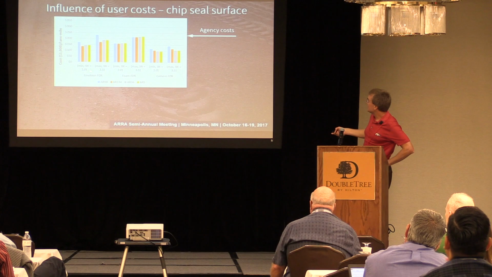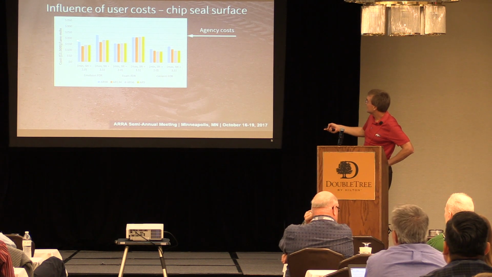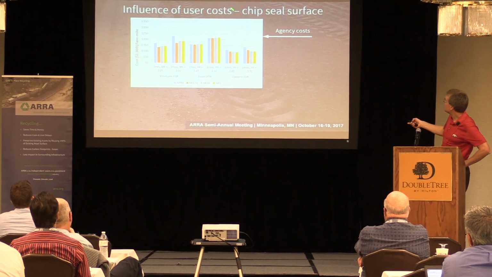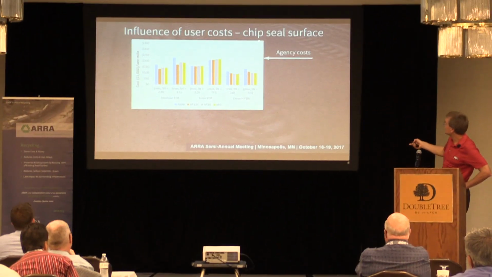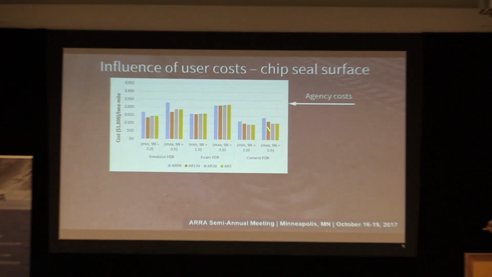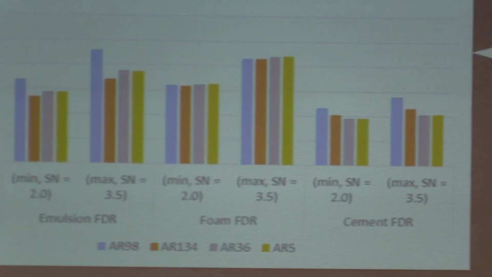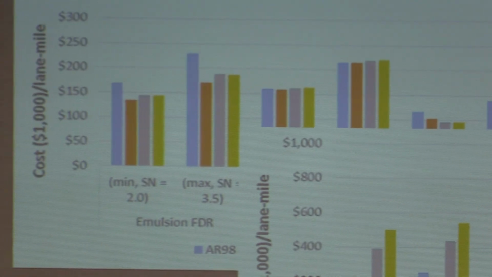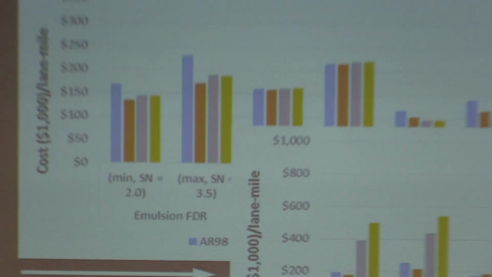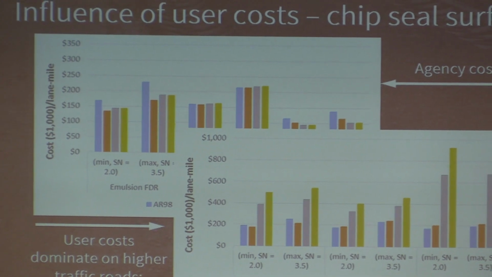But here is just looking at emulsion FDR, foam FDR, and cement FDR. And you can see the cost per lane mile, and this is just the user costs. Oh, excuse me, this is just the agency costs for a chip seal surface. And you can see that these are all relatively the same. Cement FDR is actually a little bit cheaper, but they're all kind of in the same ballpark. But when you start adding the user costs, especially on Arkansas 5, which is the highest traveled road and the thickest structure, that's when the user costs start dominating and really start changing the picture.